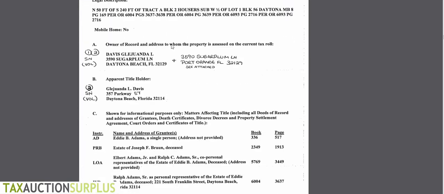And here I would just look for this section, the owner of record on the tax roll. This means that this is the owner as listed on the tax collector's website. Now it may differ from the apparent title holder. The apparent title holder is what is listed on the property appraiser's website, and this would definitely be the person who is owed the surplus. This is the previous owner. And the reason that this one may differ is because the owner may have their tax bills mailed somewhere else. So this very well could have a different name and a different mailing address.